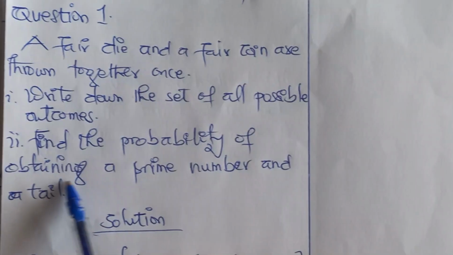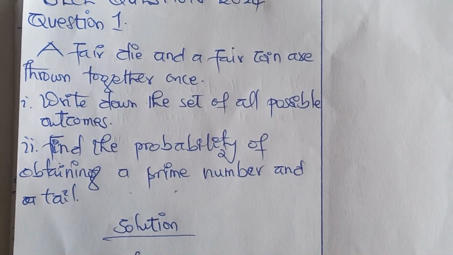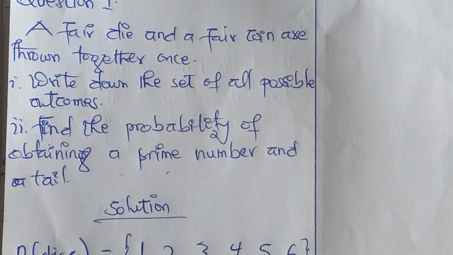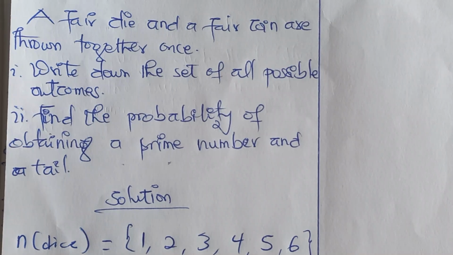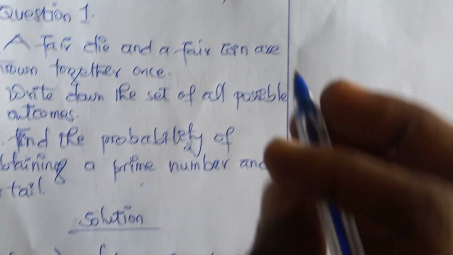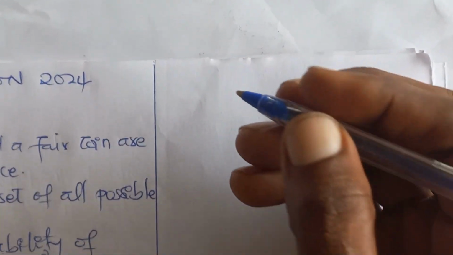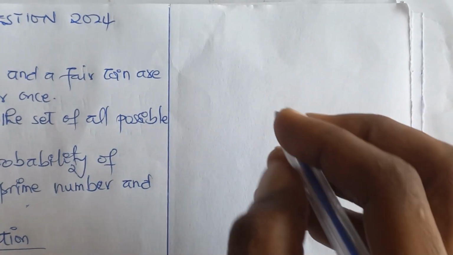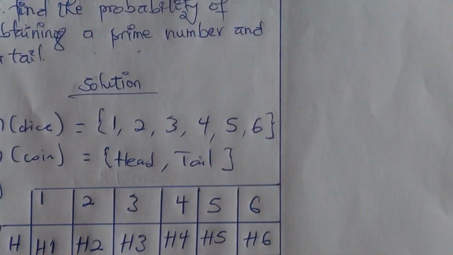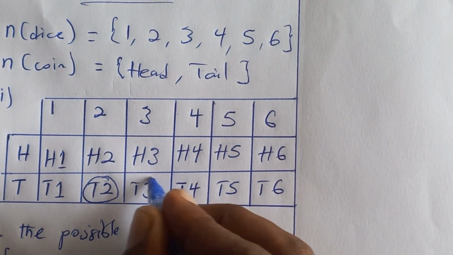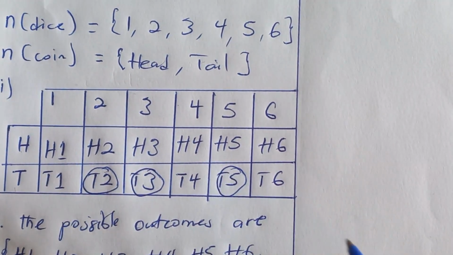Now part II, which is to find the probability of obtaining a prime number and a tail. After getting the possible outcomes, we are asked to look for the probability of obtaining a prime number and a tail. So in this case, we have to look for the prime numbers. You can see that 2 is a prime number, 3 is a prime number, 5 is a prime number.